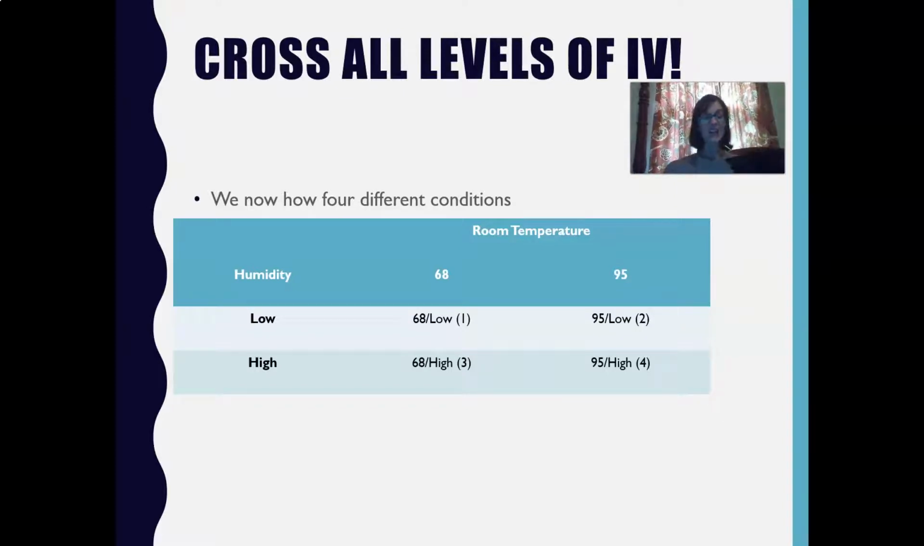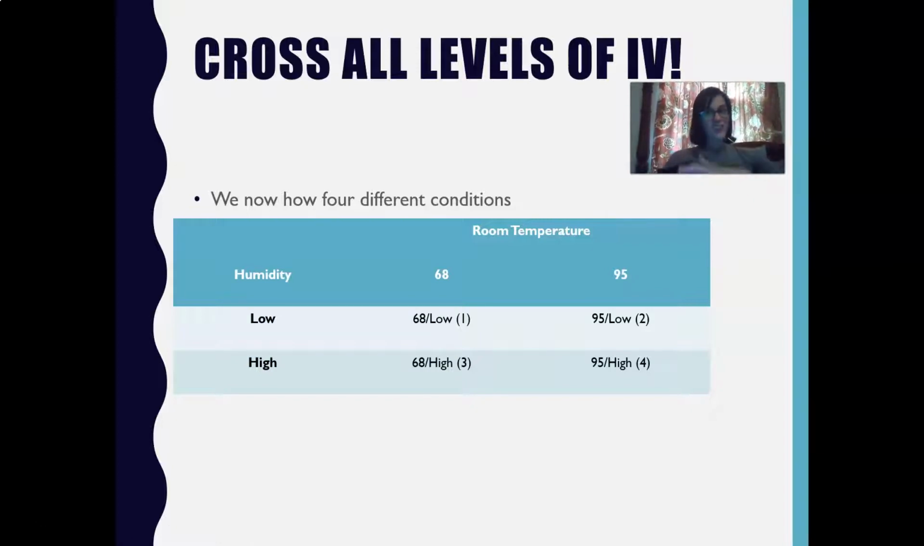in the last lecture. So if we have a factorial design such as the kind here, which is called a 2x2 factorial, we've got two different variables. One variable has two levels, either room temperature or high temperature. And then we cross that with another independent variable, humidity, either low humidity or high humidity. That basically leaves us with four different experimental conditions.